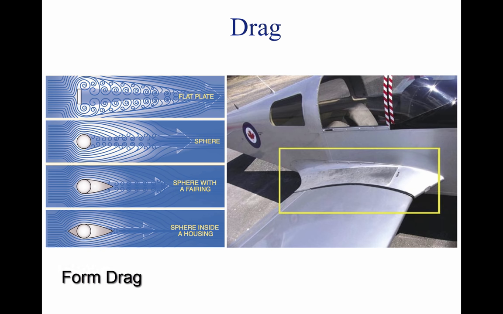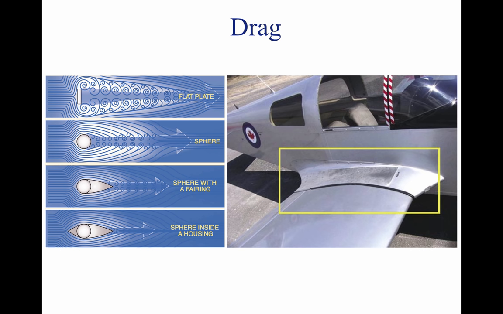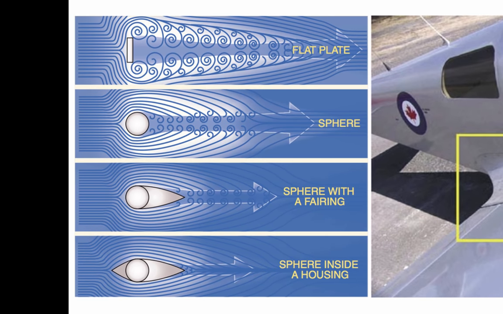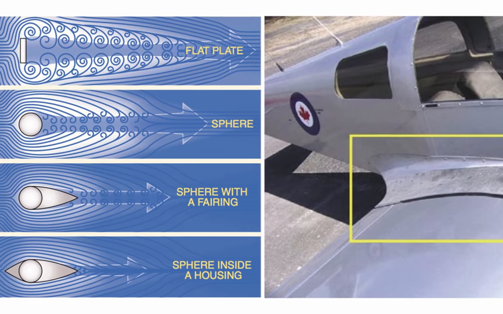Form drag is a drag that is caused by things like the cowling, antennas, and the aerodynamic shape of other components. How quickly airflow rejoins itself is determined by the shape of the object it's flowing around. As the picture on the left shows, the best way to reduce form drag is to streamline as many of the aircraft components as possible.